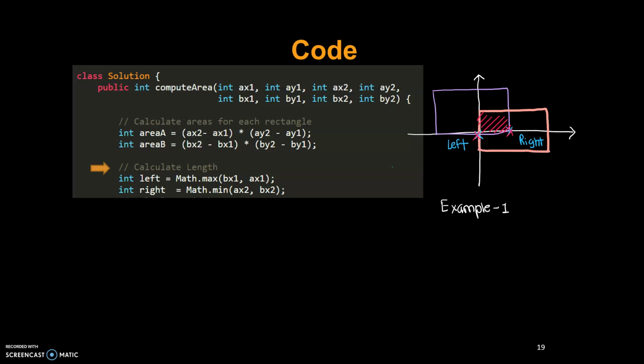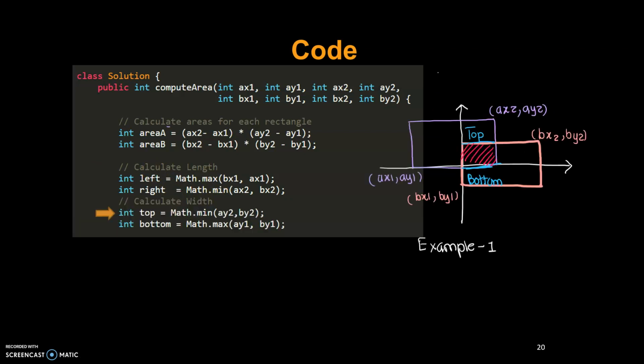After calculating these two areas, the next step is to calculate the overlap. To get the overlap area, we need the length and the width. In this step we are calculating the length. We compare the two values of the left border, and for the left we select the maximum value. For the right, we compare the two values of the right border and select the minimum. Next is the width: we need top and bottom. Again we compare the two values. For the top we select the minimum, and for the bottom the maximum.